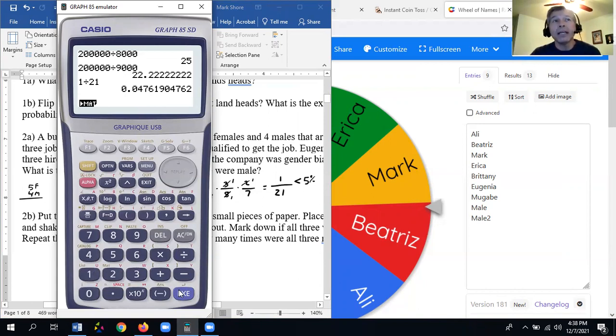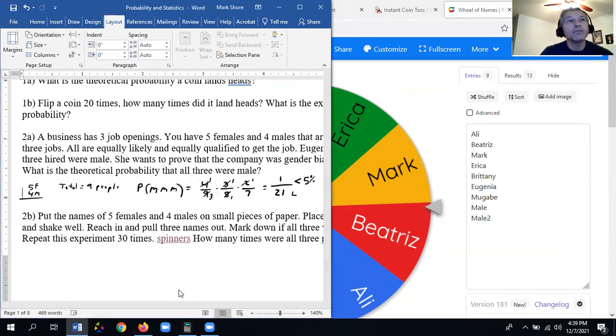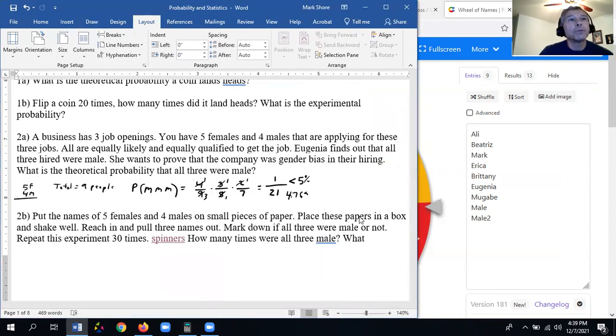If I do 1 divided by 21, I get 0.047. See, 1 out of 20 is 5%. 1 out of 21 is even smaller because the denominator is bigger. With the denominator being 21, not 20, that makes the whole fraction smaller. So I get 0.0476, which as a percentage is 4.76%. Since 4.76% is less than 5%, then we would say that this company does have a hiring bias going on. And then you could, if you wanted to pursue something, you could.